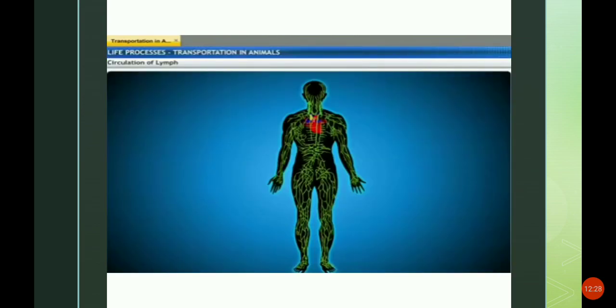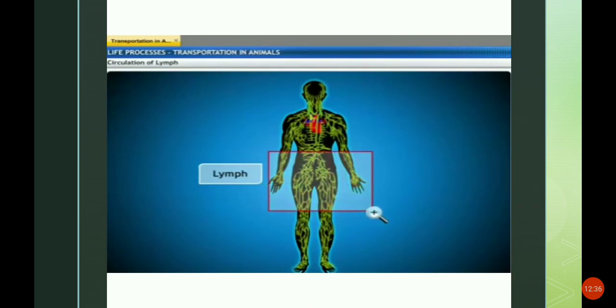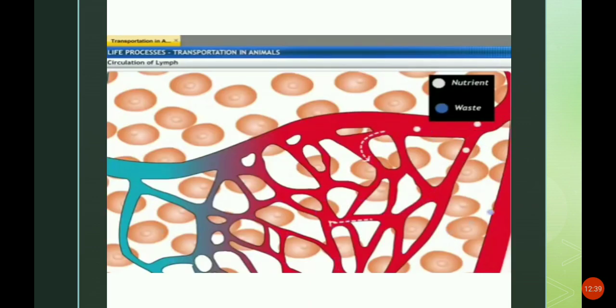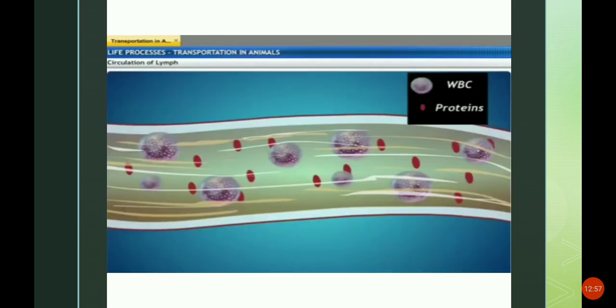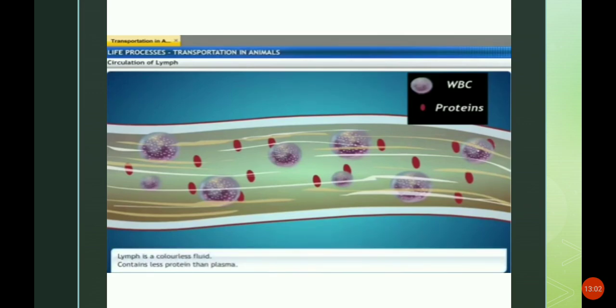The circulatory system also uses lymph or tissue fluid to transport substances through the body. Blood supplies nutrients to the tissues and collects the waste products which do not get absorbed by the tissues. The waste product and any excess fluid diffuse into the intercellular spaces of the tissues and then form the tissue fluid or lymph. Lymph is similar to the plasma in blood, but it is colorless and contains less protein.